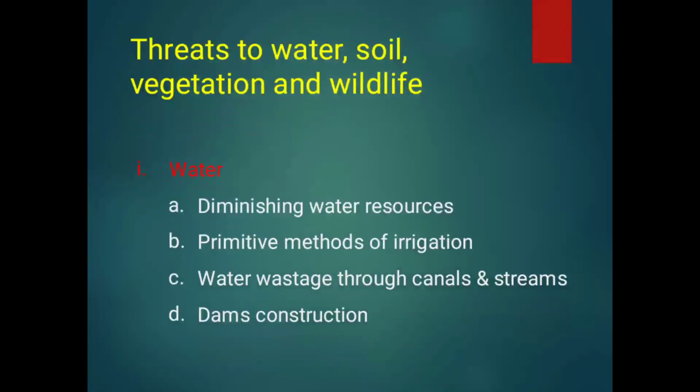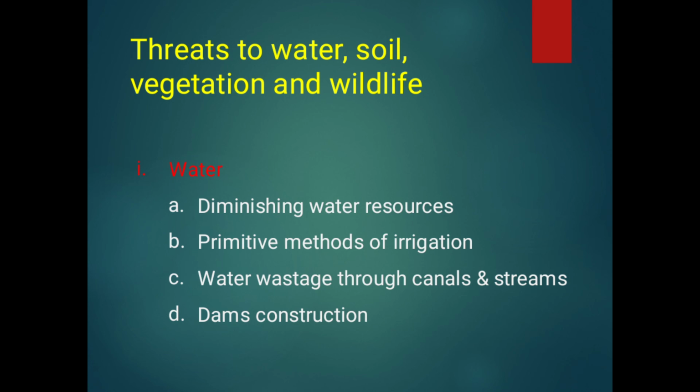Then is the other part of this topic, that is in the form of the next question: the threats to water, soil, vegetation, and wildlife. Water is fastly diminishing because of so many reasons. The contamination is there, the excessive population of human beings, etc. So due to which we are fastly losing the water resources. Then the primitive methods of irrigation are also one of the reasons due to which a huge amount of water is lost during the flow of water from the canals and the rivers towards the fields.